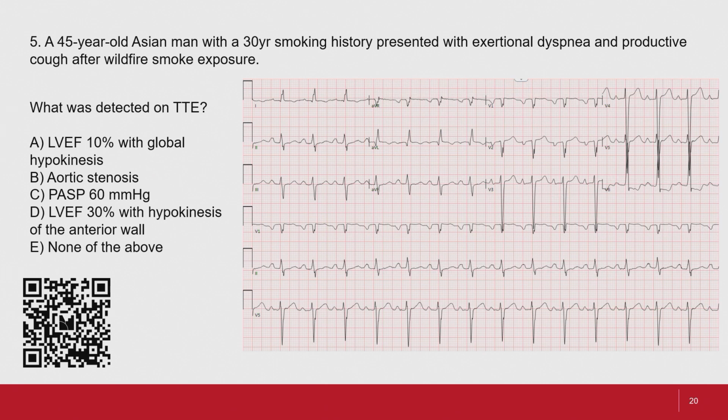45-year-old Asian man, 30 years smoking history, presented with exertional dyspnea and productive cough after wildfire smoke exposure. What was detected on echo?